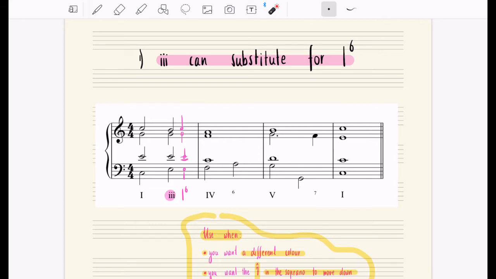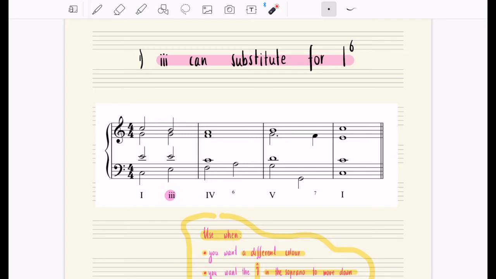Well, instead of that 1-6, we can have chord 3. Why would I want to use chord 3 instead of 1-6? Well, if I want my soprano line to go step by step from the 1st degree of the scale to the 6th degree of the scale, C, B, A, I want to use chord 3 so that this B doesn't have to move back up. If I have chord 3 here, my B can go down by step.